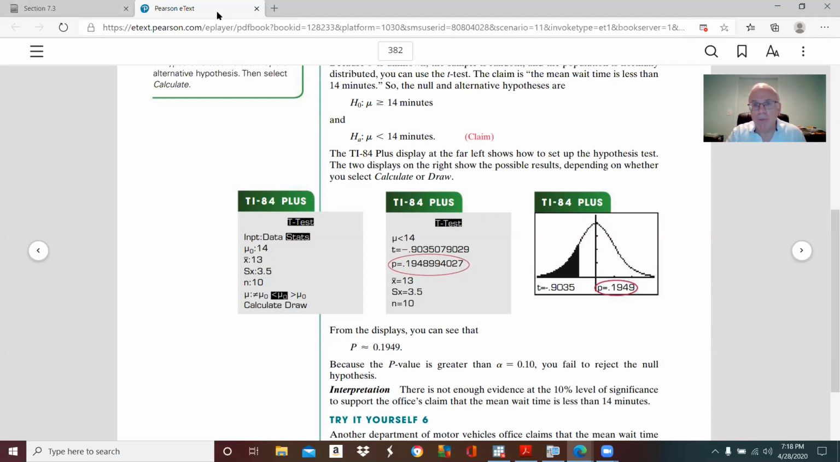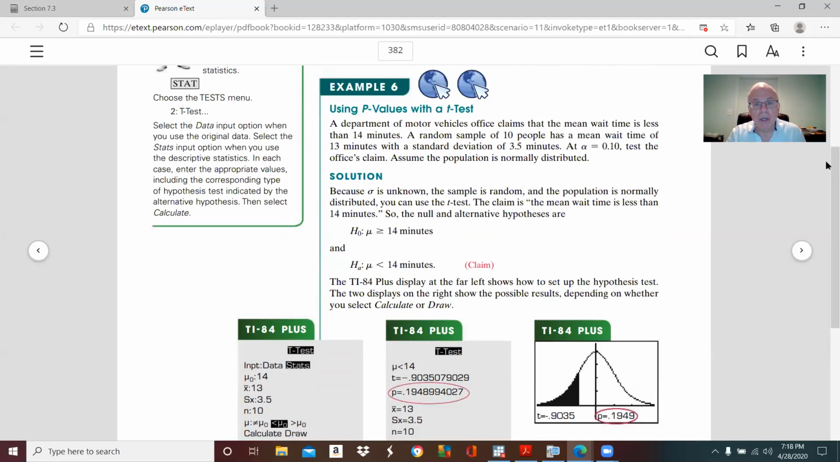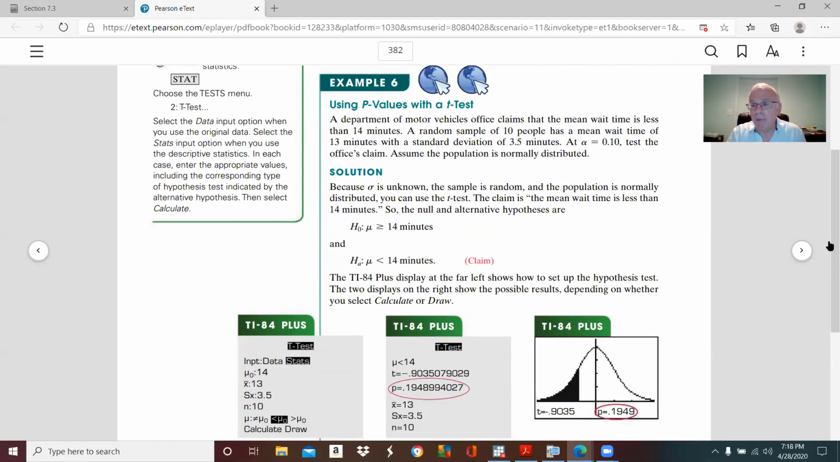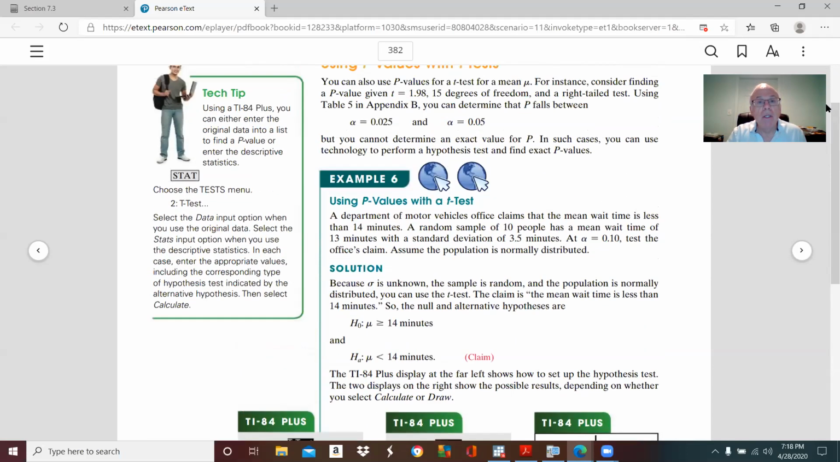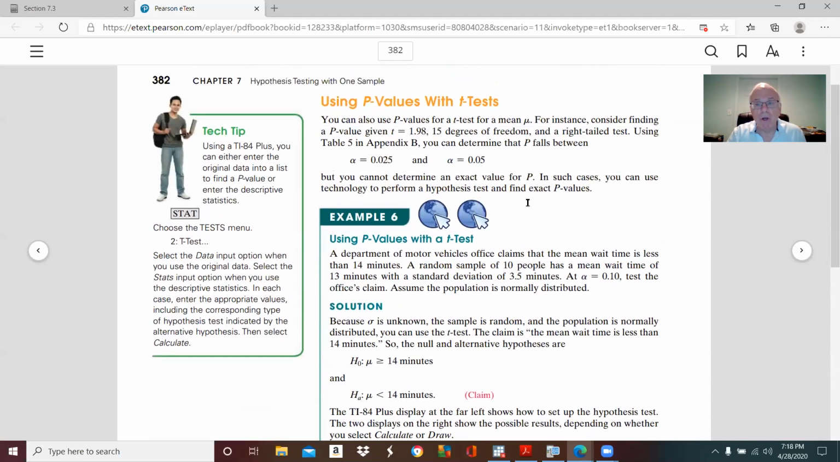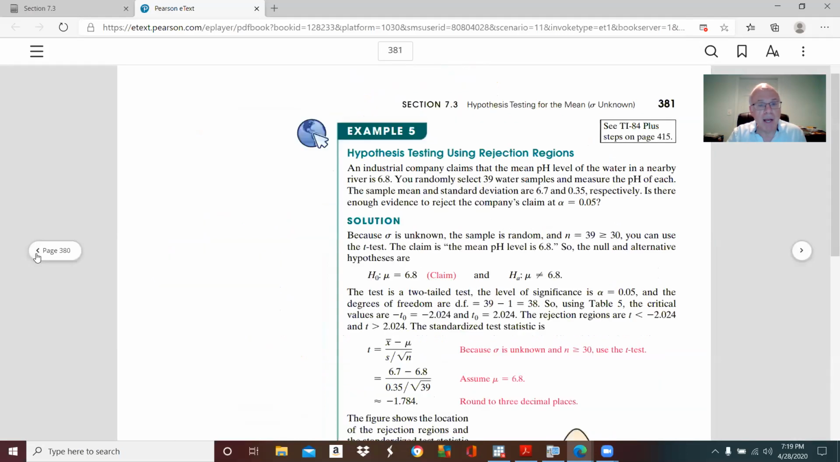Step number 2 is determine whether we can use the normal distribution for a sampling distribution. And the answer is yes, because the population distribution is normal, like it says up here. All right, so we're good with that. Step number 3 is to calculate the test statistic. Now, the test statistic is that formula that we saw earlier. It doesn't show you on this page, but let's just go back and find that formula.